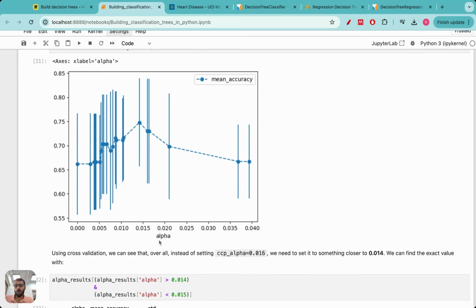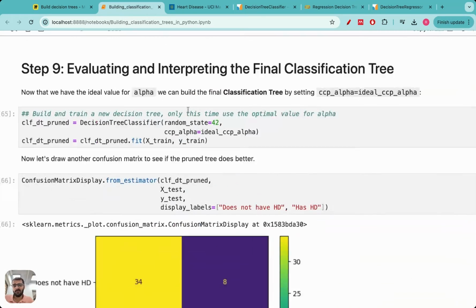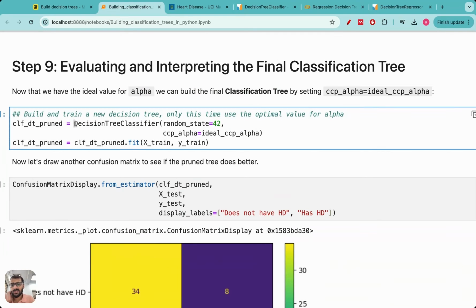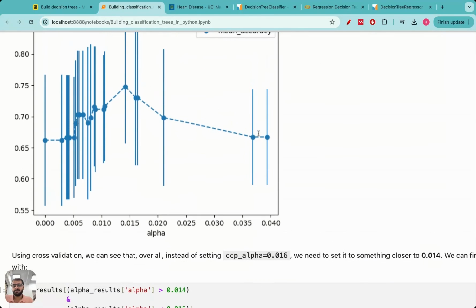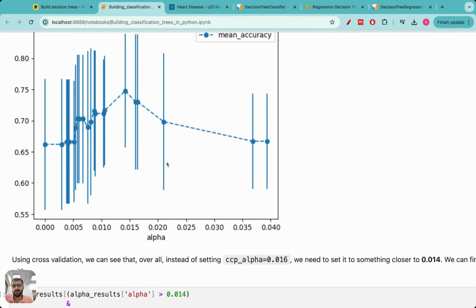So here you can see a plot of alpha with the accuracy, and you will choose the alpha with the highest cross validation accuracy. And then you again plot the decision tree with that alpha. So basically, now the only thing which changes is decision tree classifier, and you mention the CCP alpha, which is the cost complexity pruning alpha, which is what you have calculated from the cross validation. So here you see the decision tree classifier function in Python also has CCP alpha. So the main goal is to determine what value to put here, and for that you use cross validation.